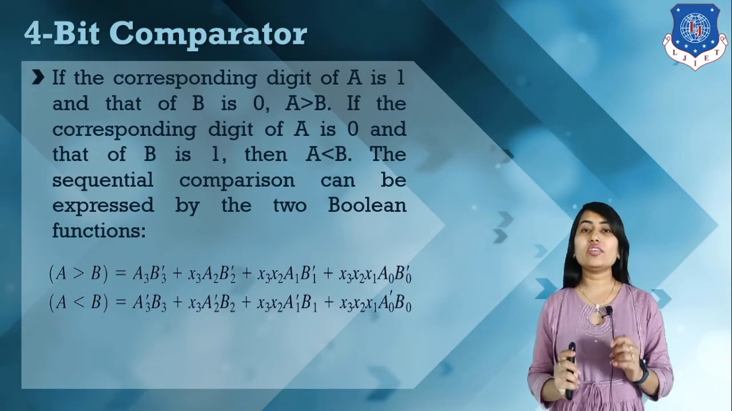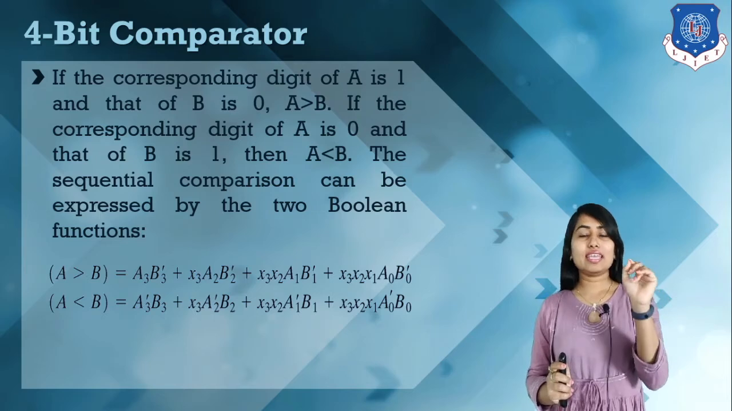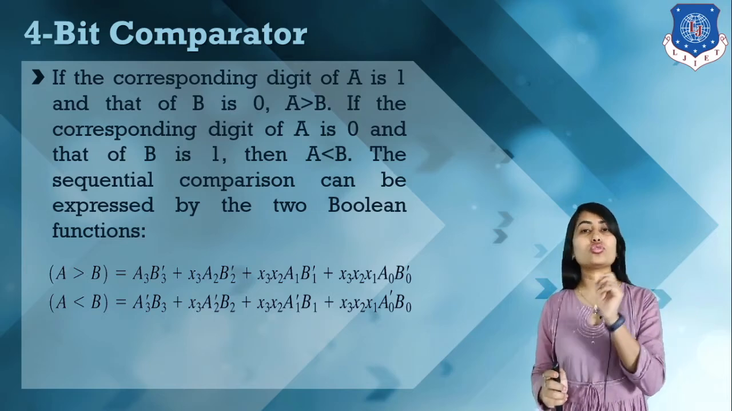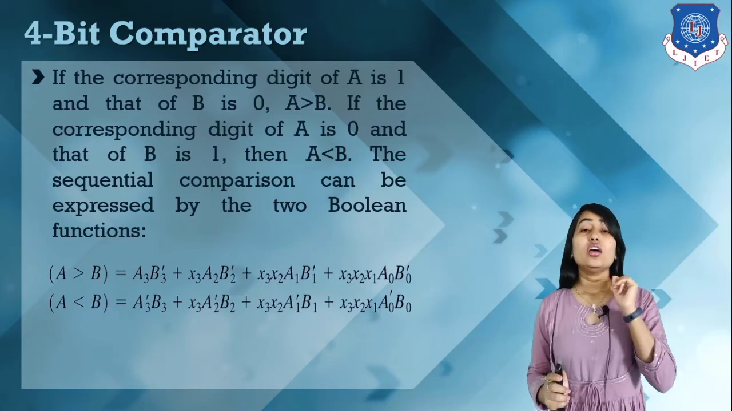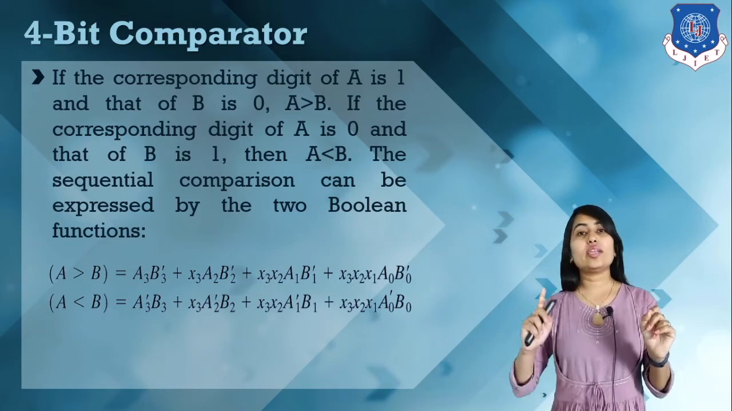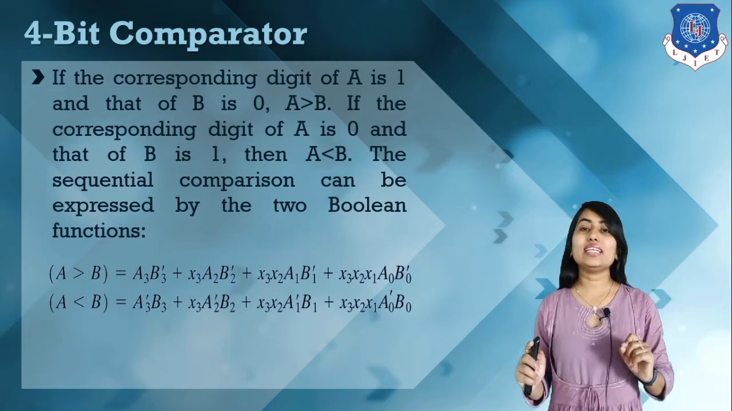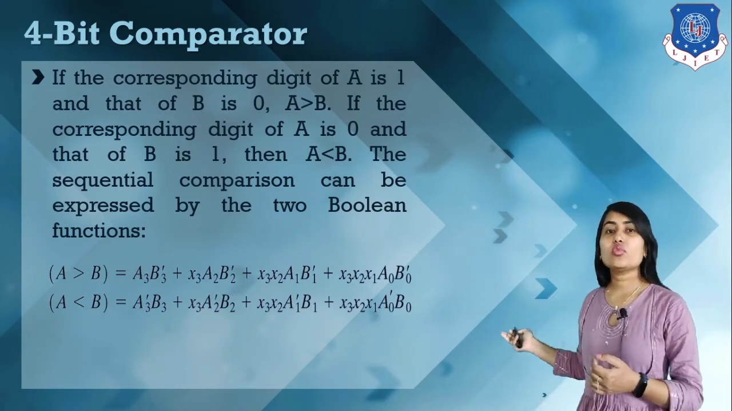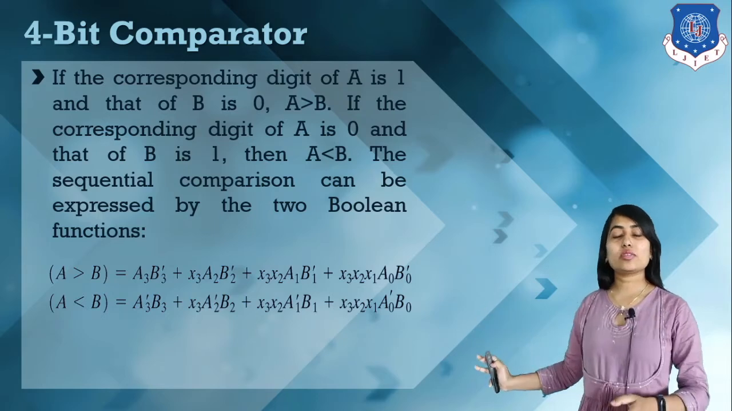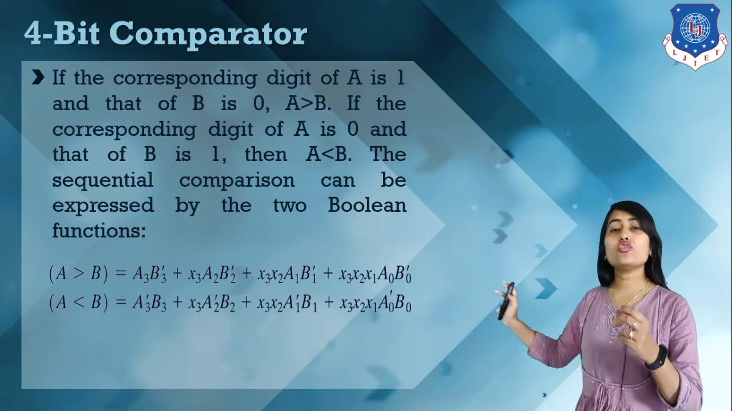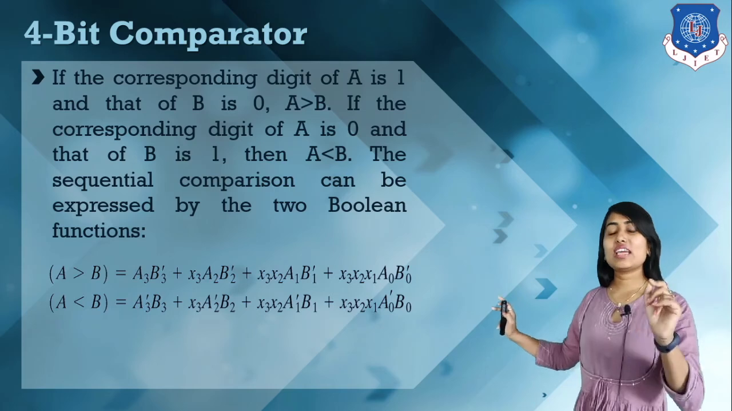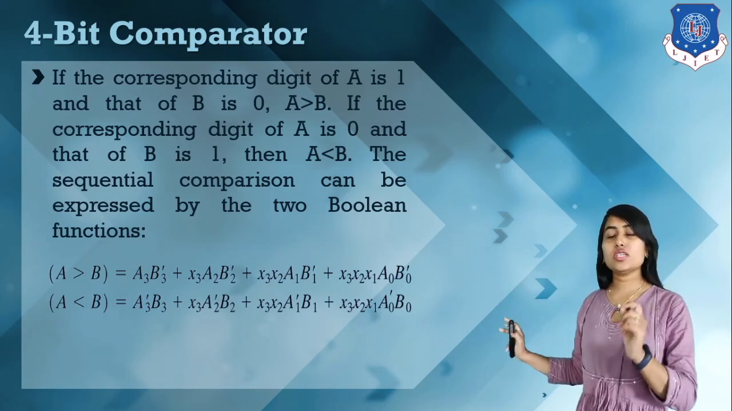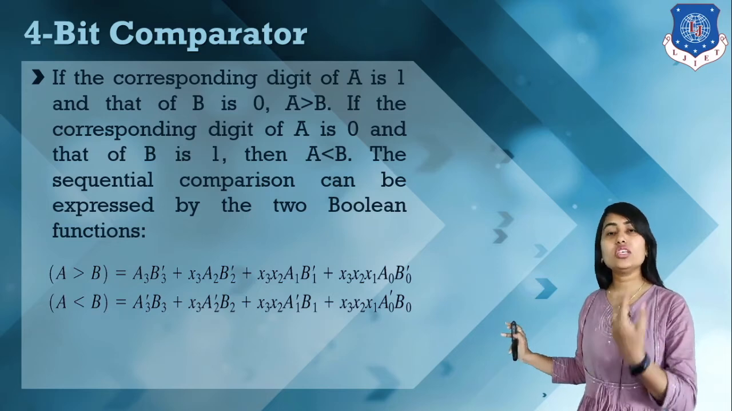Whenever A is equal to 1 and B is equal to 0, we can say that A is greater than B, and if A is equal to 0 and B is equal to 1, that means we have A less than B. Okay, so using this concept we can make an equation for A greater than B and A less than B. So how can we write this equation? For A greater than B, that means B is equal to 0, so we can write it with the inverted variable.